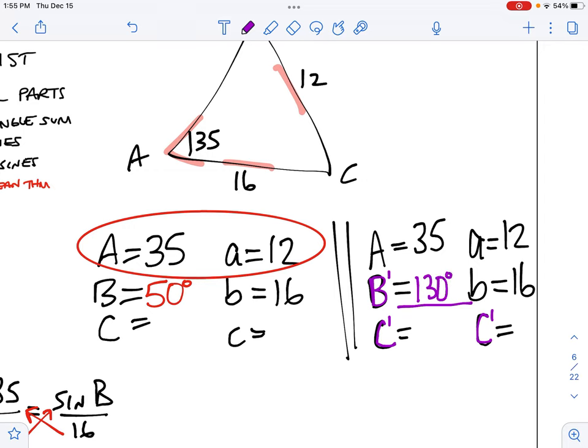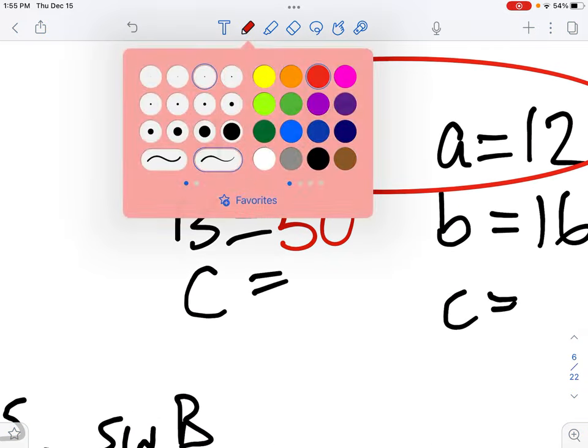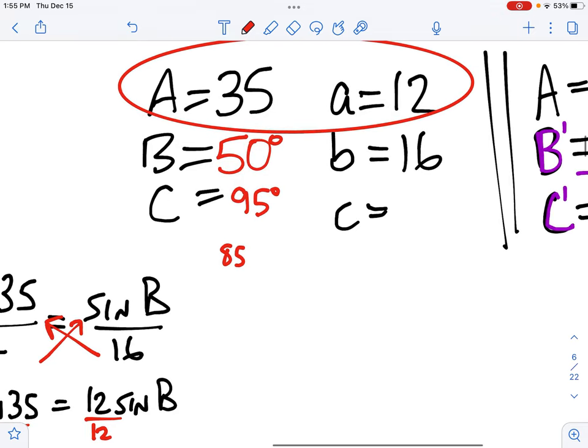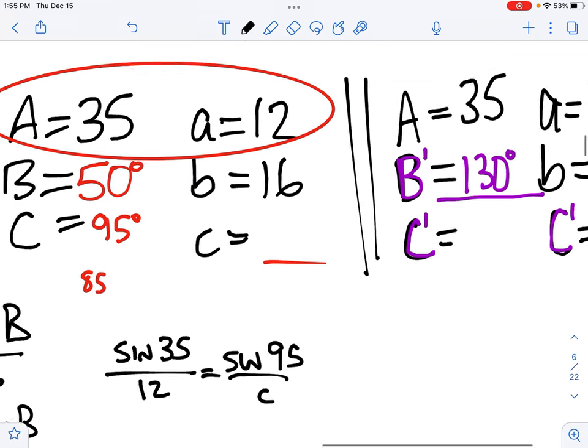Now I just solve these two triangles, the first case scenario and the alter ego, separately. So I'll use the triangle angle sum theorem here to find my third angle. 85 is the sum of those two, so that makes this 95. And then I would set up a law of sines to find side C. That law of sines would look like this: I would have the sine of 35 over 12 equaling the sine of 95 over C. I'd cross multiply and I would solve.